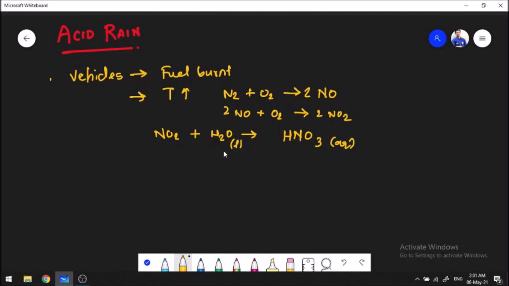The water is liquid, and the nitrogen dioxide is in gaseous form, and all these things were in gaseous forms, so I haven't written their state symbols. Similarly, we have something called sulfur. Sulfur is an impurity that we have in our fields, in our environment as well. This sulfur reacts with oxygen to form sulfur dioxide. The sulfur is in solid form, oxygen is in gas form, and sulfur dioxide is a gas.